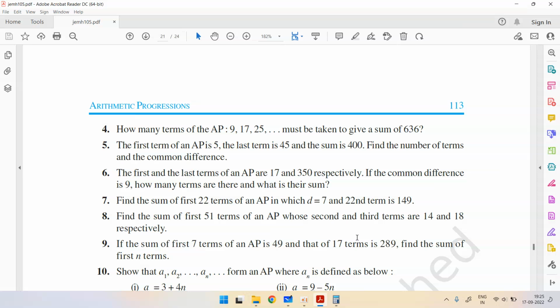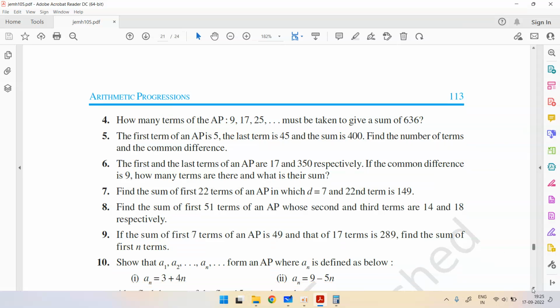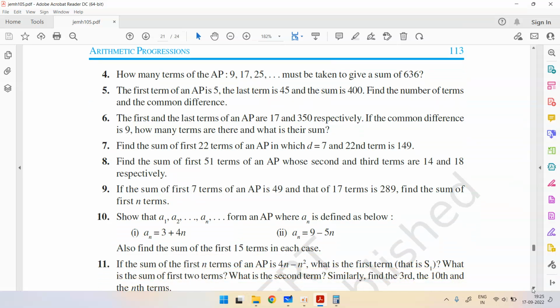I will now be doing question number 7, that is the sum of the first 51 terms of an AP whose second and third terms are given respectively. These are baby questions, and this is the 8th term.